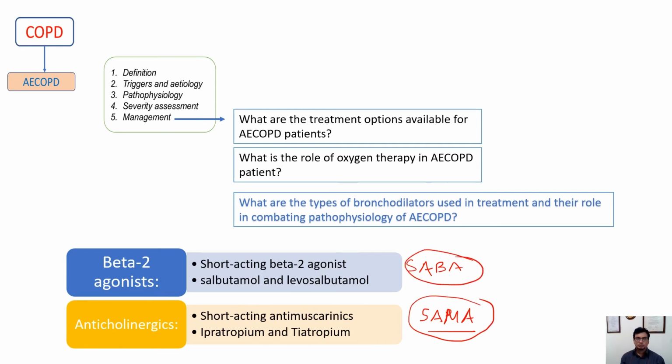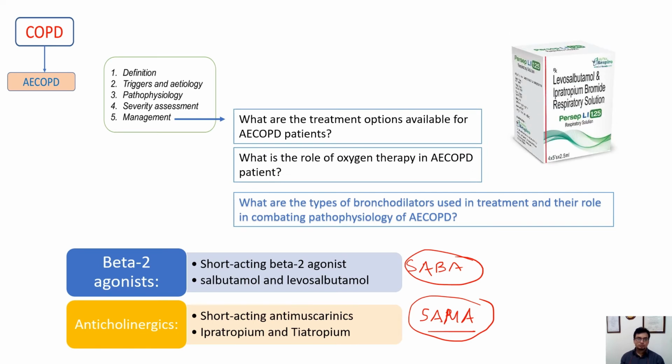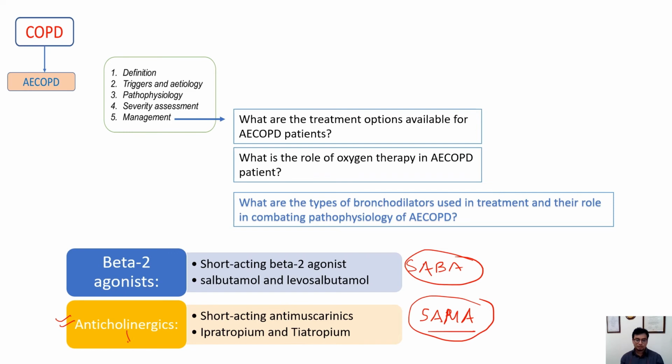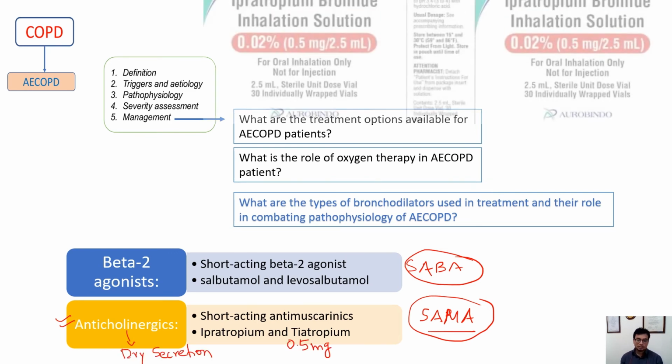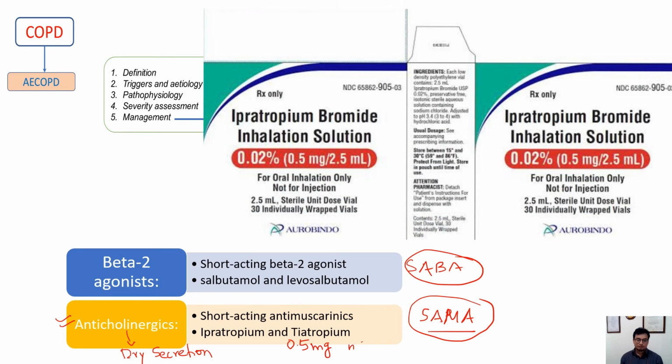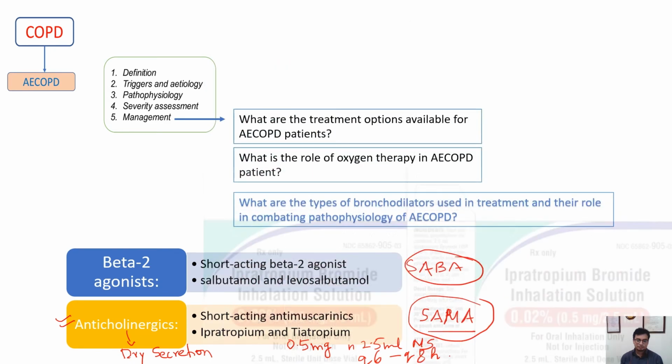Ipratropium is given along with a beta 2 agonist for effective bronchodilation, and these cause smooth muscle relaxation and decrease mucus secretion. If somebody asks you the added advantage of anticholinergics compared to beta 2 agonists, anticholinergics can also lead to drying of secretion. The dose of tiotropium is 0.5 milligram in 2.5 ml NS, and we give nebulization every 6 to 8 hourly. This is the dose.